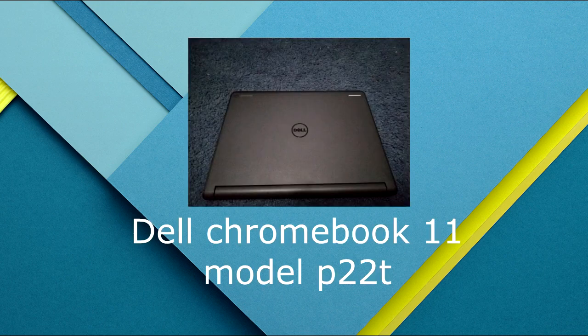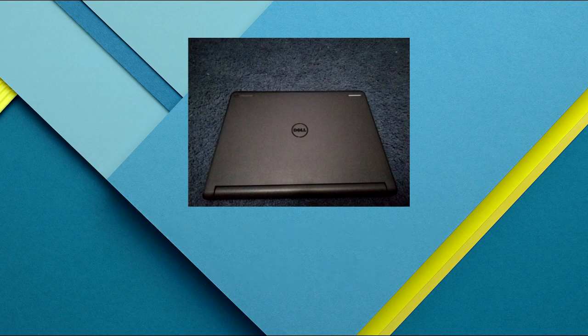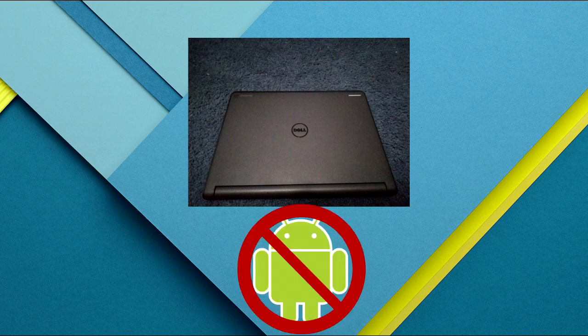Well, I was recently given such a Chromebook that had been decommissioned from my school, a Dell Chromebook 11 model P22T, with an Intel Celeron N2840 clocked at 2.16 GHz, 4 GB of RAM, and 16 GB of SSD storage. It was the perfect candidate for experimentation. Now, Chrome OS by itself is rather boring, with this Chromebook being one of the worst ones to have due to its lack of support for running Android apps.